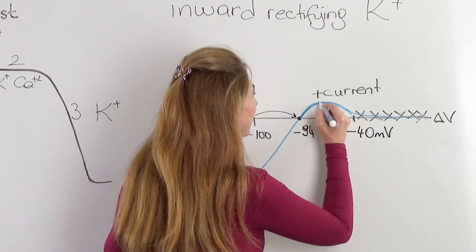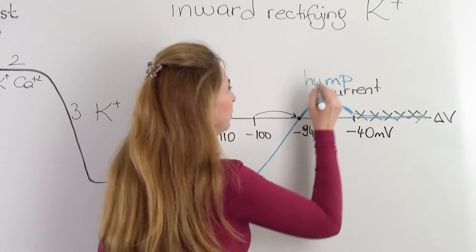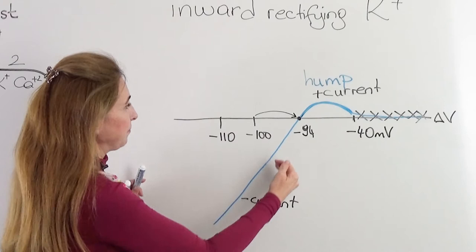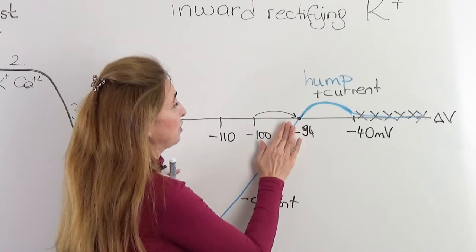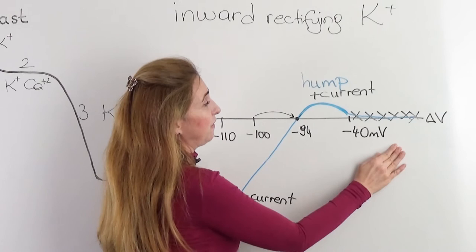The little hump here, during which potassium is able to move outward, is more important for us. Why? The membrane potential rarely goes to more negative values compared to the Nernst potential. But during the action potential, it will be able to go up towards less negative values.